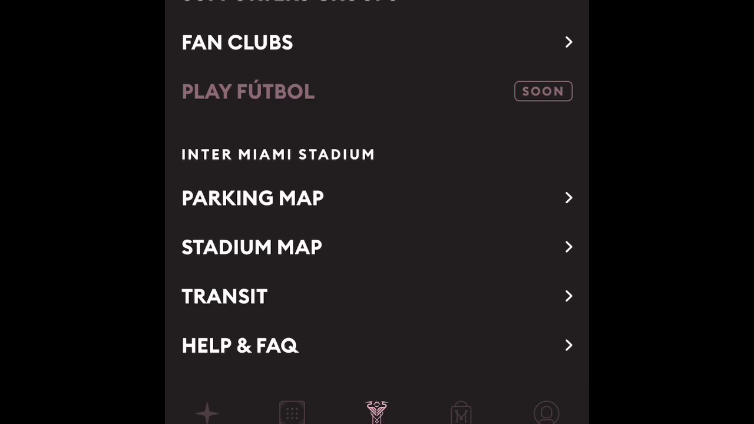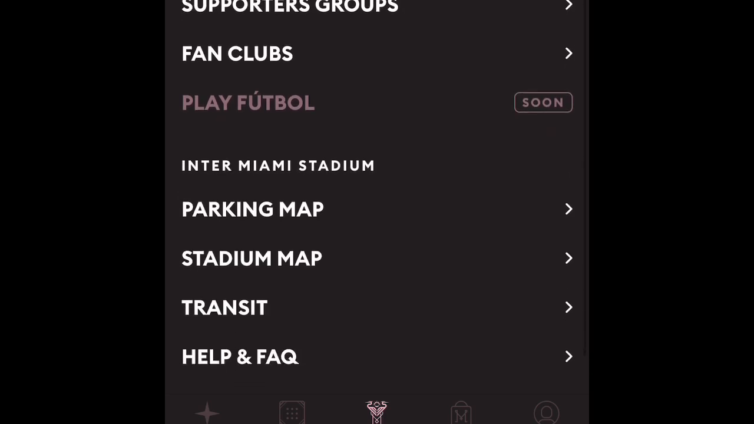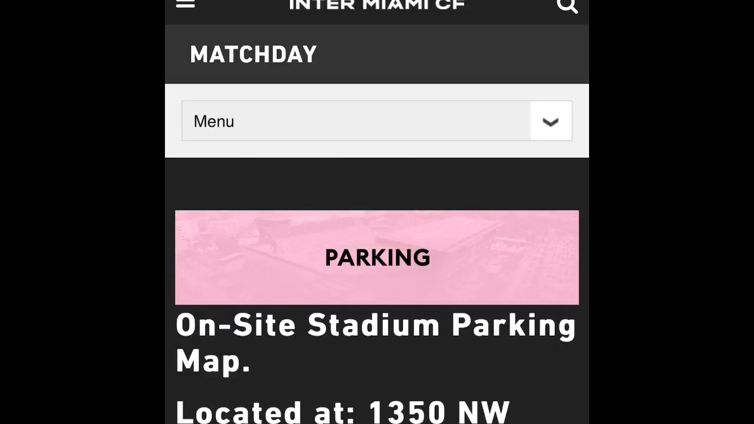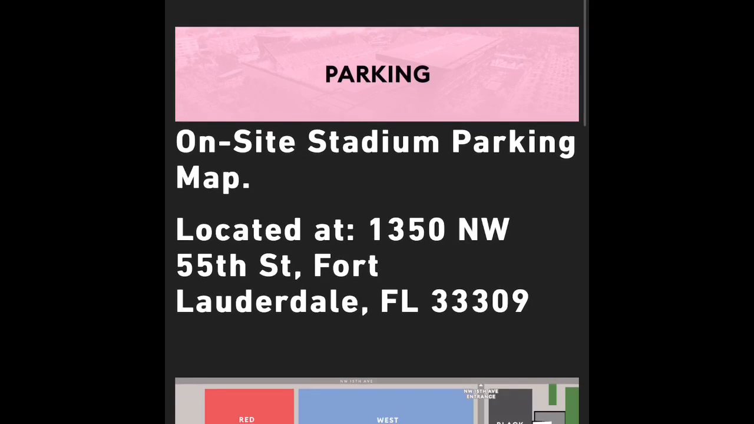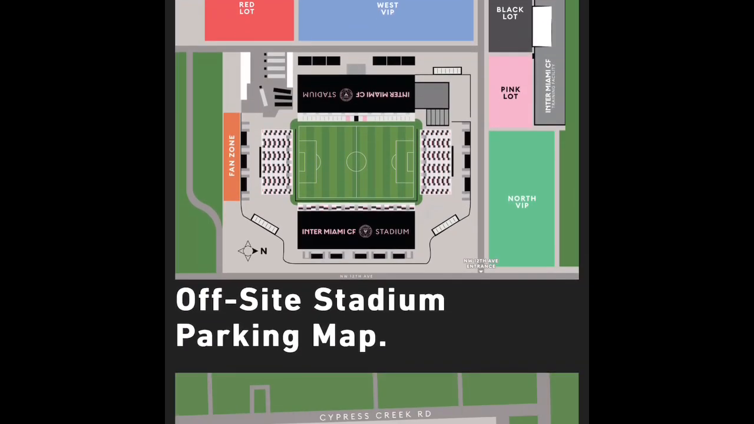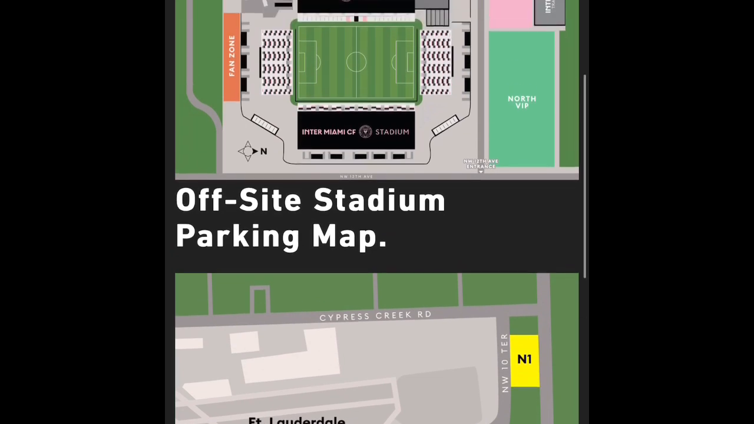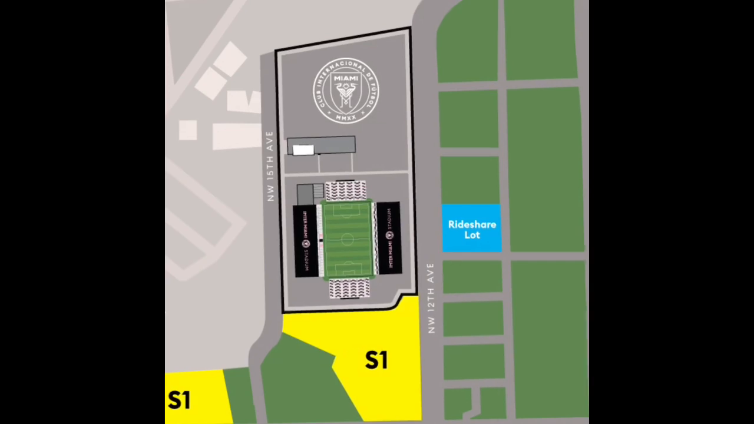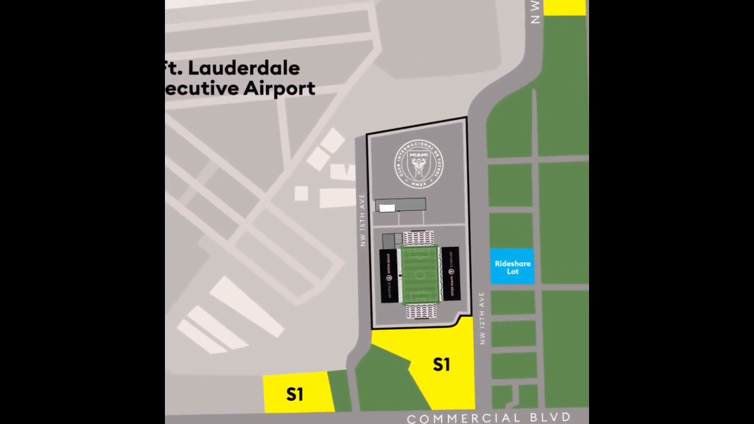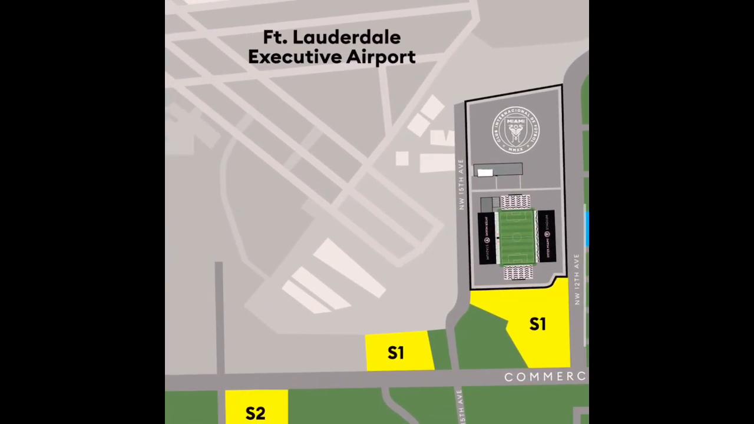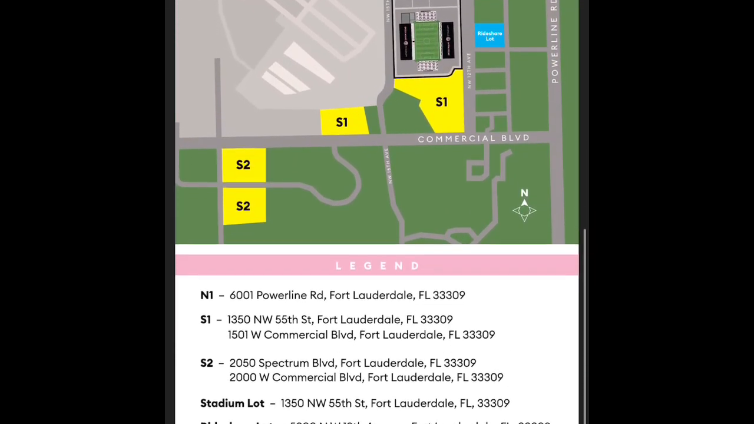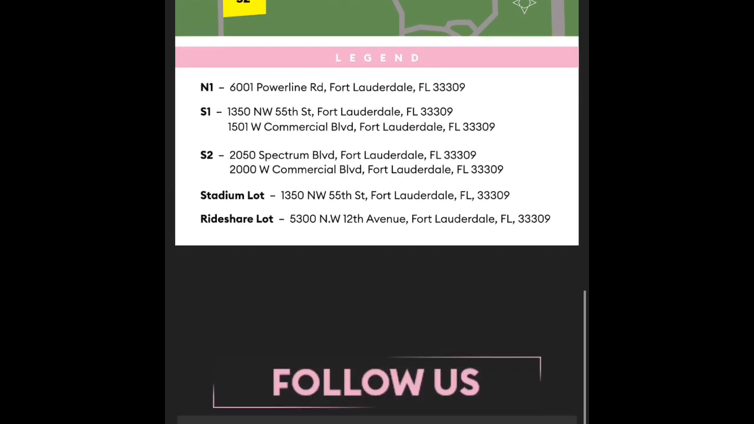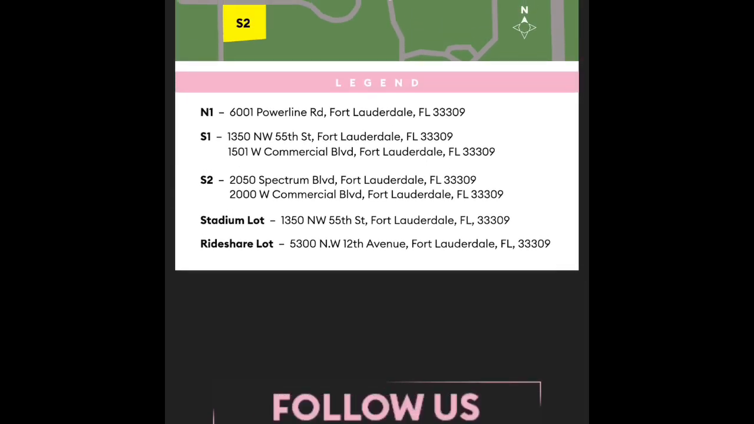Now let's check out the Miami stadium information. And of course, there's the parking, stadium map, transit, help, and frequently asked questions. Let's go to the parking first. You get to see the address, and there are the lots. The north lot, towards the north of the stadium, of course. There's the ride share lot, and you get to see the S1 section, which is the closer one to the stadium, and S2, which is still not too far. You could probably still walk from there, and the addresses of how to get there and not get lost.